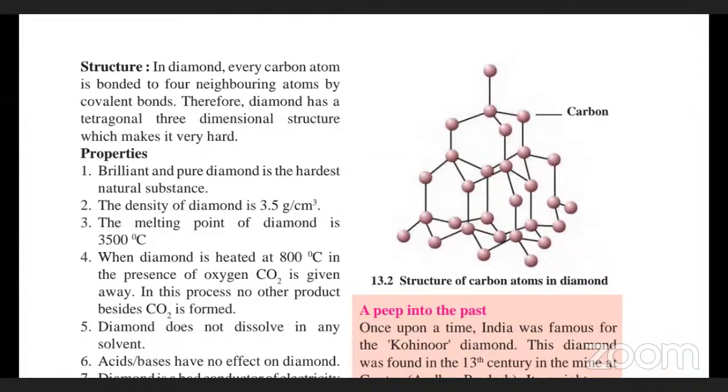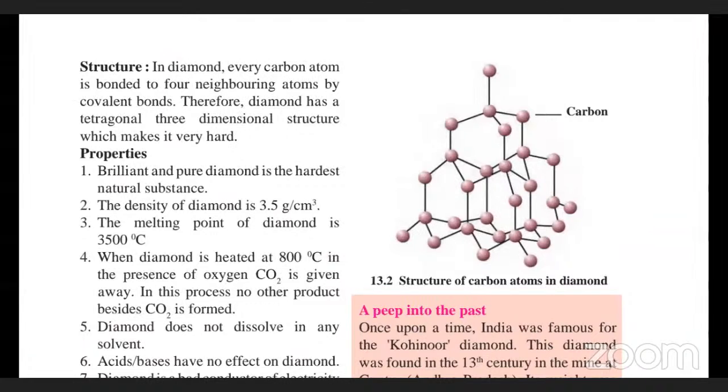So because of this tetrahedral structure and continuous linkage of carbon, you can see in this structure of carbon atoms in diamond, there is continuous linkage. Every carbon is connected to another carbon, there is no break anywhere, there is no loose end of carbon anywhere. Every carbon is connected to another carbon.